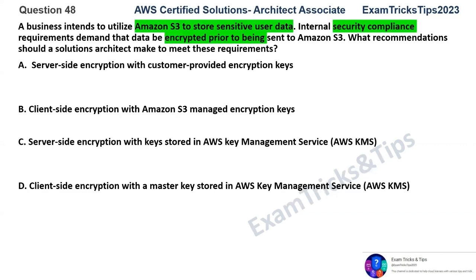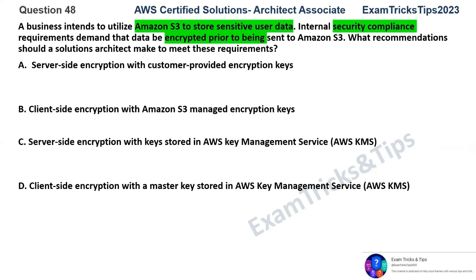So if you look at here, the keywords are Amazon S3 is storing sensitive user data, and security compliance requirement demands that the data needs to be encrypted prior to being sent to Amazon S3. And this is the major keyword here. First, wherever the data is, which is with the business, they need to first encrypt it and then send it to Amazon S3. Now, this is where you will get your answer.